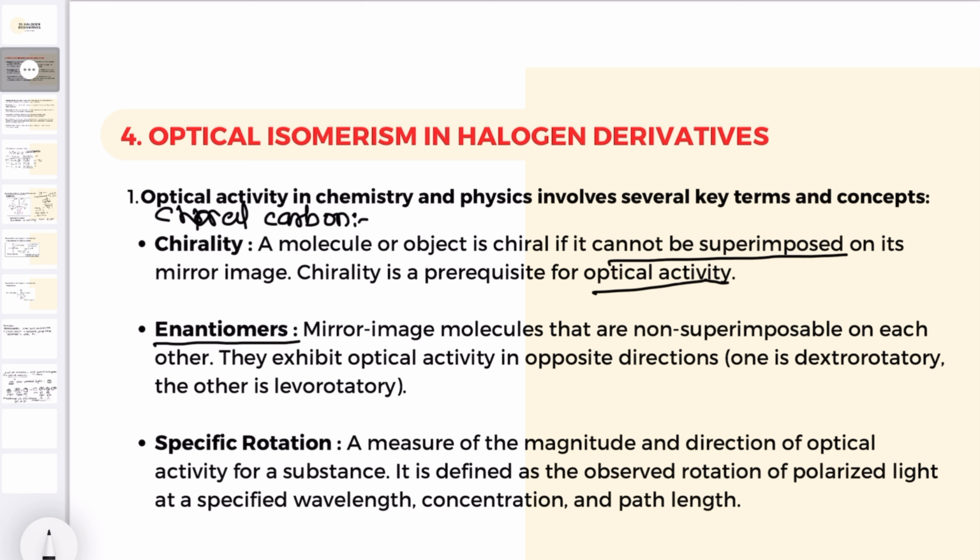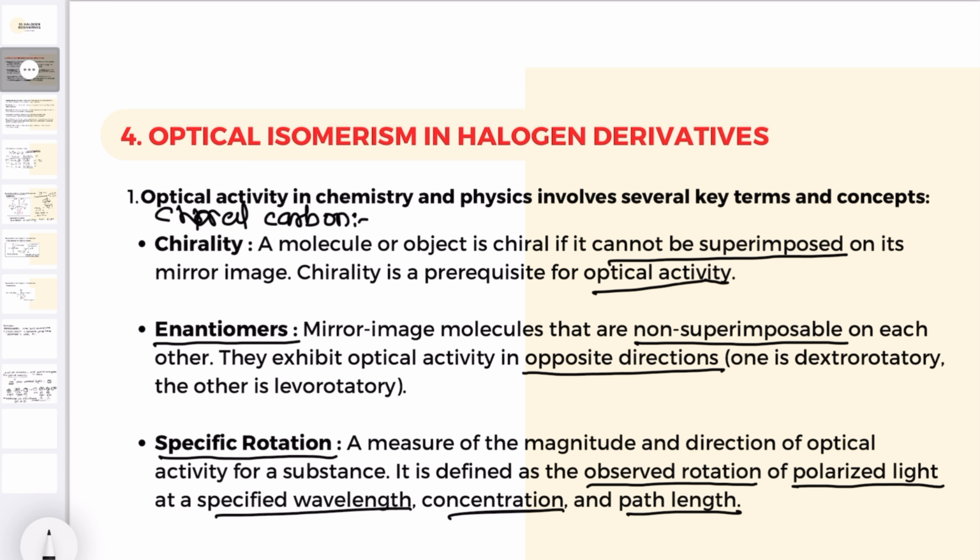Then next is enantiomers. The non-superimposable mirror images. Mirror images of molecules that are non-superimposable on each other, they exhibit the optical activity in opposite direction, either dextro or levorotatory, known as enantiomers. Next is specific rotation. A measure of magnitude and direction of optically active substances. It is defined as the observed rotation of a polarized light at a specified wavelength, concentration and path length.